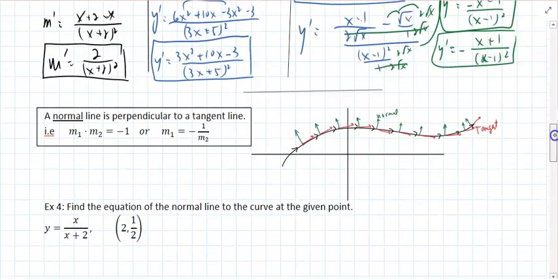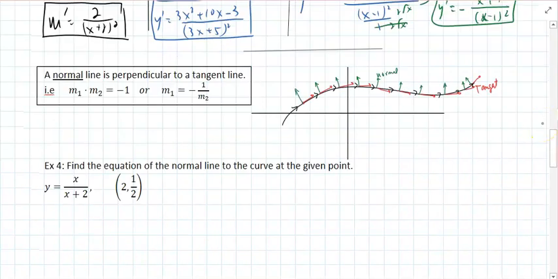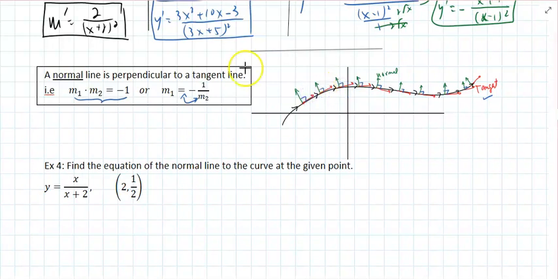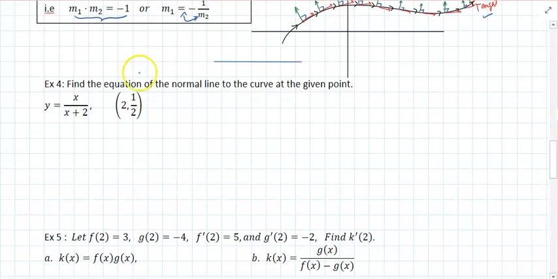A new definition. A normal line is perpendicular to a tangent line, meaning the product of their slopes is -1, or the slopes are negative reciprocals of each other. A tangent line is what I marked in red. A normal line is perpendicular to it. So it tells you a lot about the movement of a particle along a path. Very useful, has a lot of applications. So in this example, find an equation of a normal line to the curve at the given point.